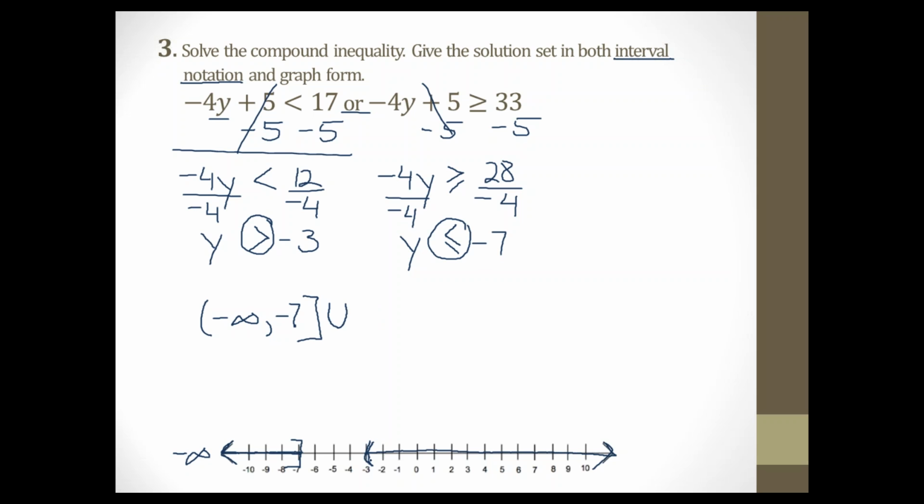And then the shading starts again at negative 3. And in this case, I have a parenthesis because of the sign. And then the shading ends at positive infinity. And again, positive infinity gets a parenthesis. So this is my solution written in interval notation and also in graph form.